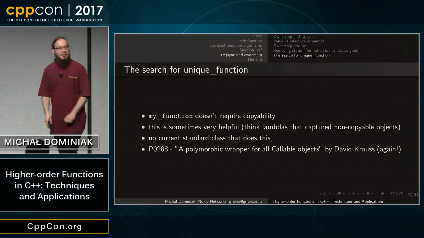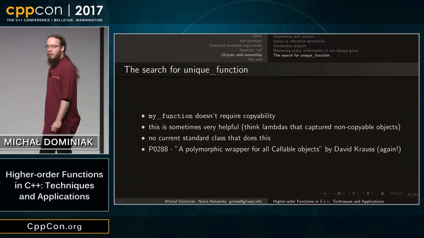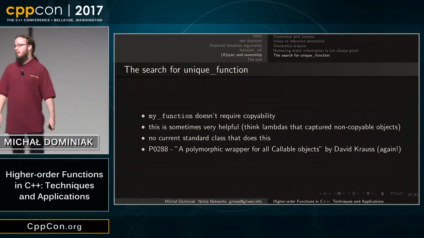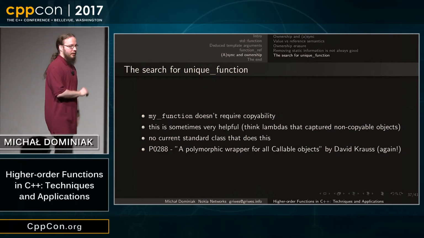But there is a paper, P0288, right? Yeah. A polymorphic wrapper for callable objects, which proposes a unique function which is exactly this. It's, again, by David Krauss.